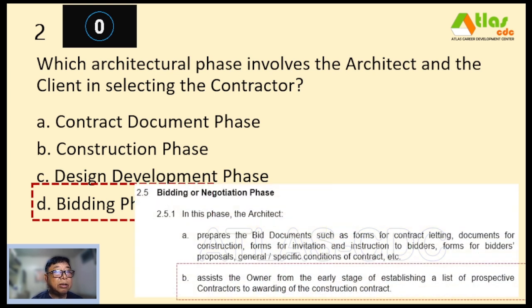So according to SPP document 202, regular design services under the bidding or negotiation phase, it includes the work of the architect, wherein the architect assists the owner from the early stage of establishing a list of prospective contractors up to awarding of the construction contract.